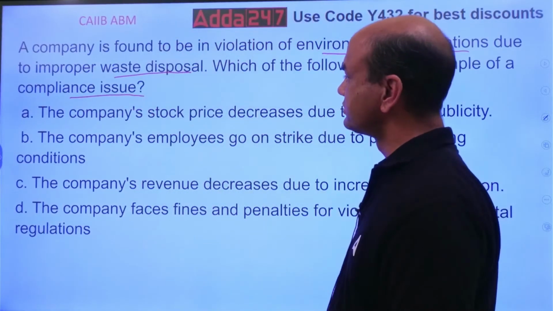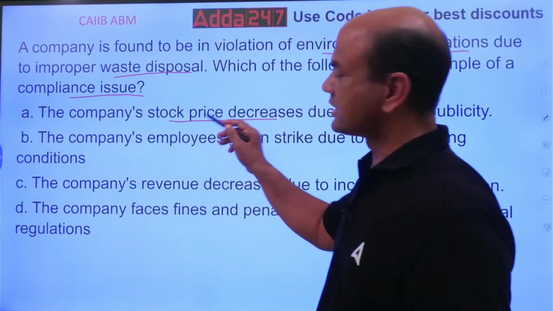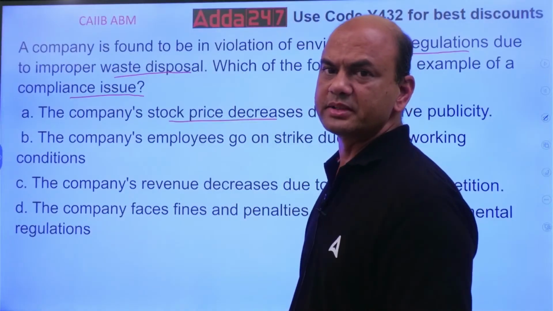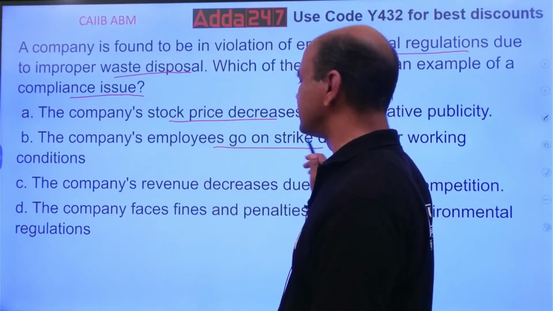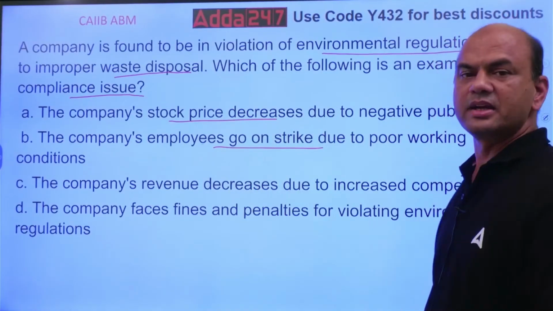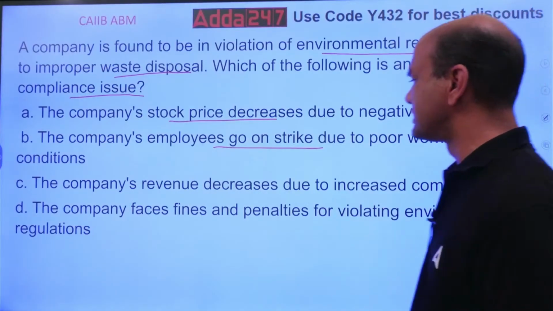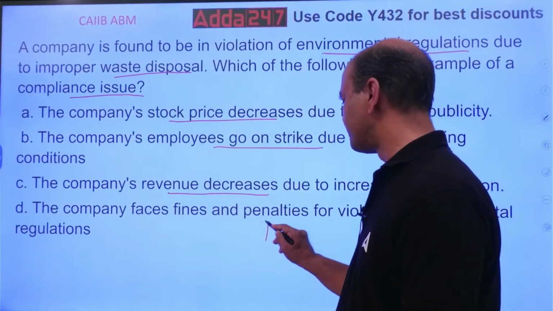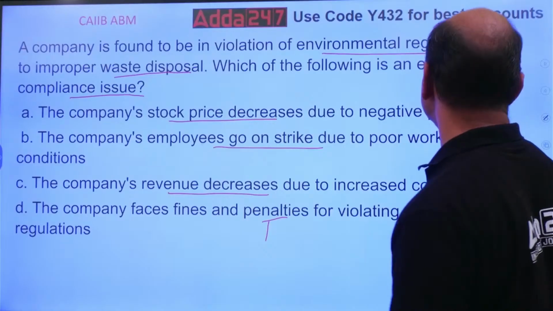Think over it. Fast. Stock price decreases, is this a compliance issue? No, because stock price is a matter of the stock market, demand and supply. Company's employees go on strike due to poor working conditions, that is different. That is an internal matter, but not a compliance part. Company's revenue decreases due to increased competition, that is totally business competition. The right answer is: the company faces fines and penalties for violating environmental regulations.